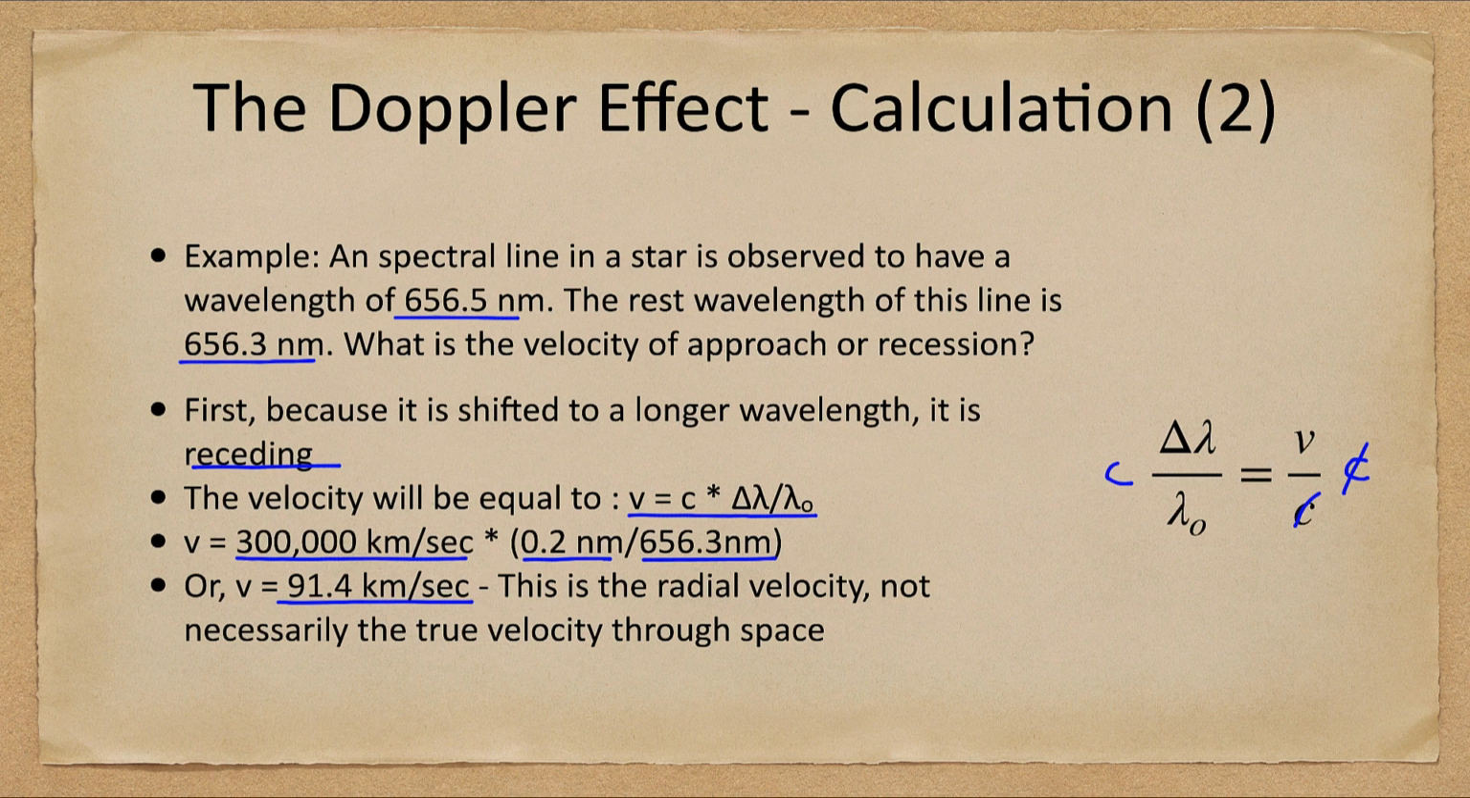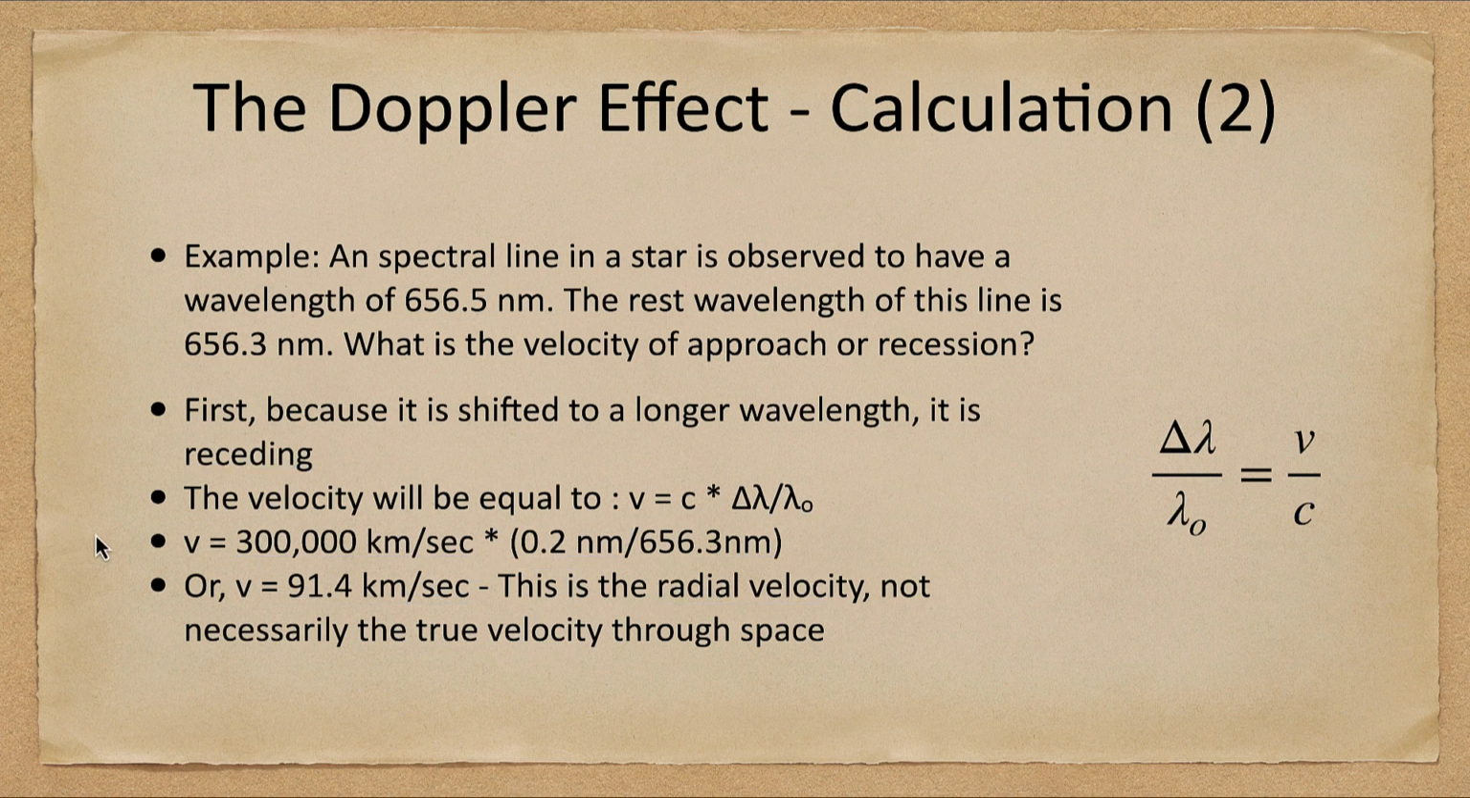Those are the values put in, and if you do the calculation, you'll end up with 91.4 kilometers per second. So even this tiny shift of 0.2 of a nanometer corresponds to a velocity of over 90 kilometers per second. It's extremely fast; you don't need a very big shift to get a very large velocity. And again, this is the radial velocity, the velocity along the line of sight, and is generally not the true velocity, because there will also be a component perpendicular to the line of sight.